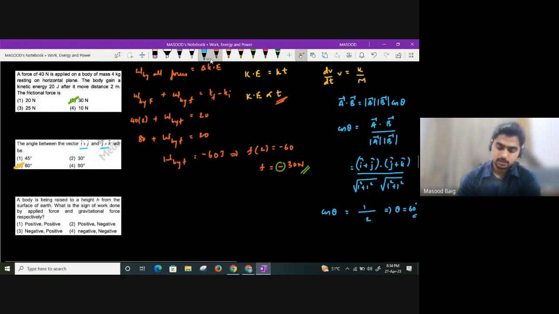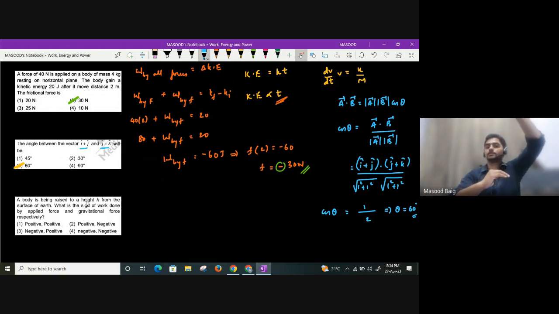Next question. A body is being raised to a height h from the surface of the earth. What is the sign of work done by applied force and gravitational force? See, you are raising the object to a certain height, which means displacement is in the upward direction. But gravitational force will act in the downward direction. So what is the work done by gravitational force here? Gravitational force will be doing negative work.